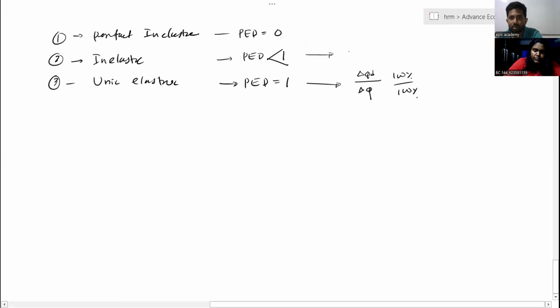So just consider this one also. Consider something like 50% divided by 100%. So it must be 0 point something. This is inelastic. So in here, 0. Sorry. There's no response.